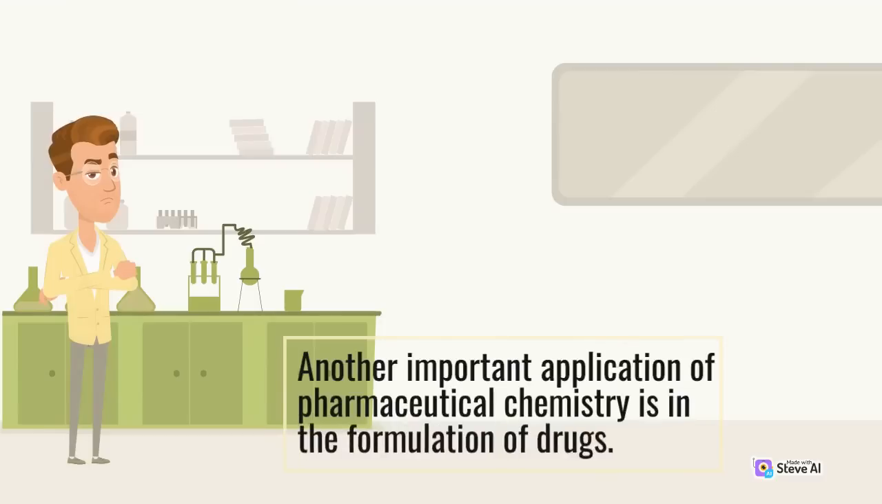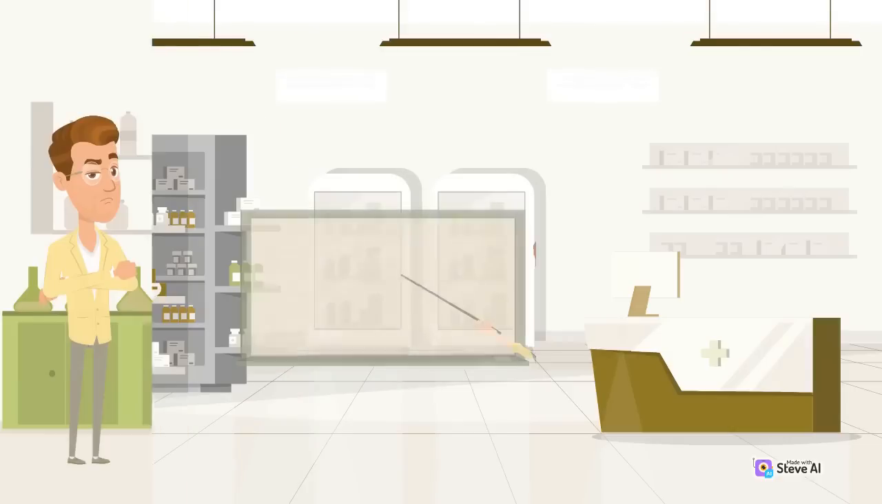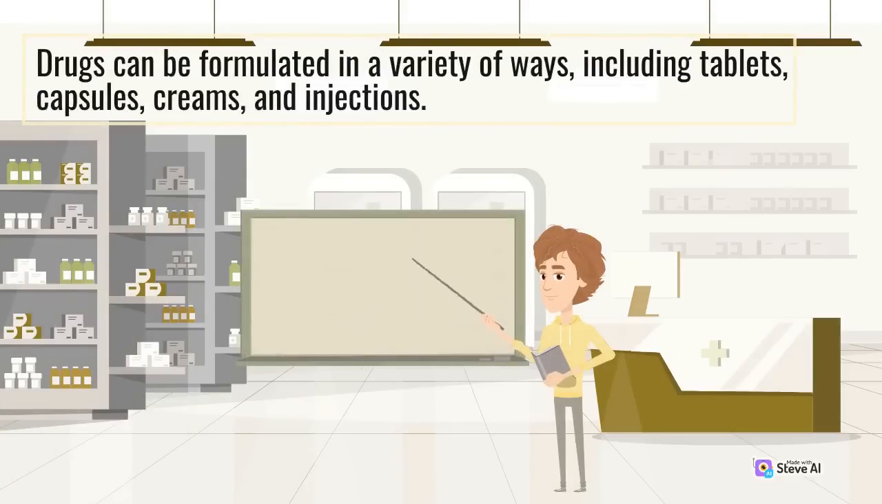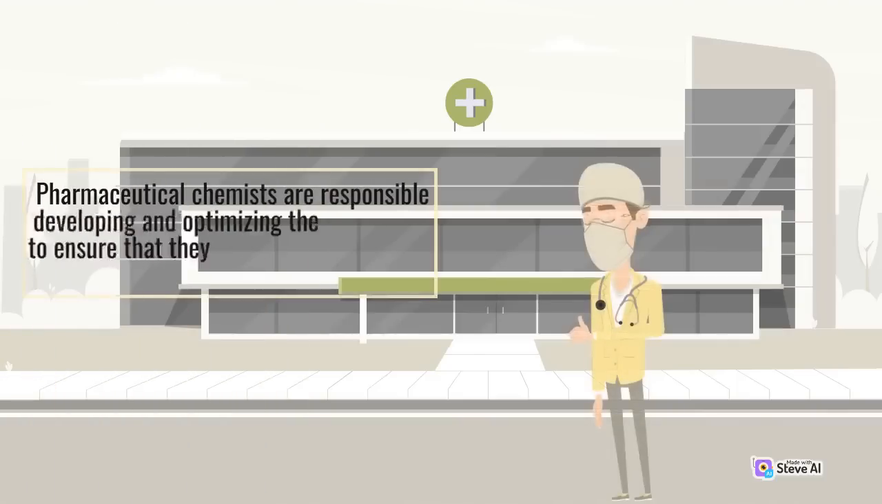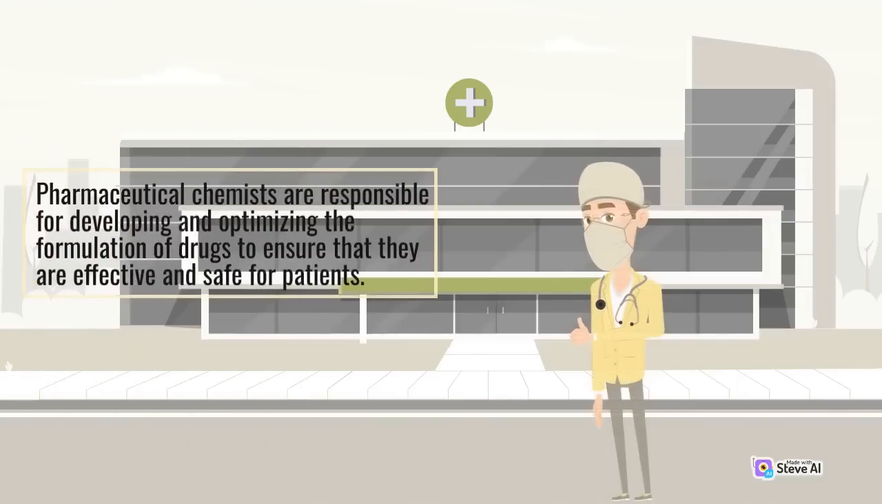Another important application of pharmaceutical chemistry is in the formulation of drugs. Drugs can be formulated in a variety of ways, including tablets, capsules, creams, and injections. Pharmaceutical chemists are responsible for developing and optimizing the formulation of drugs to ensure that they are effective and safe for patients.